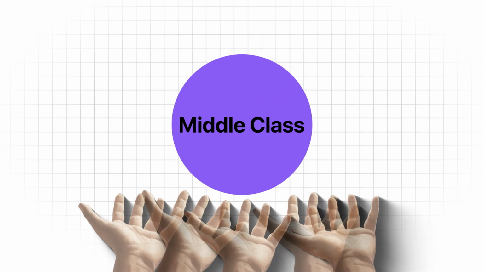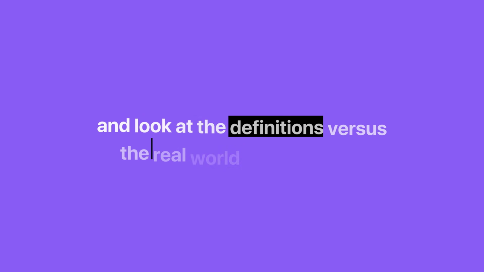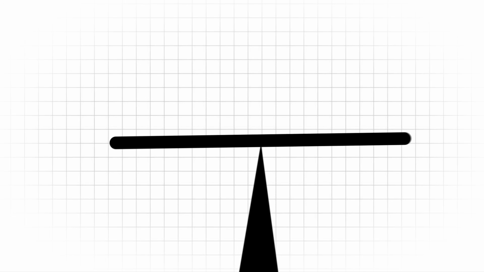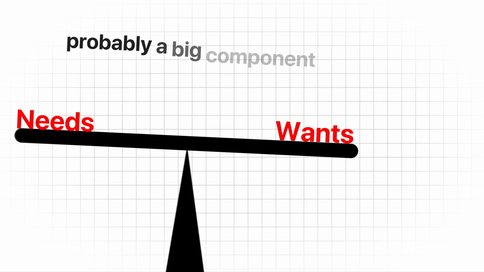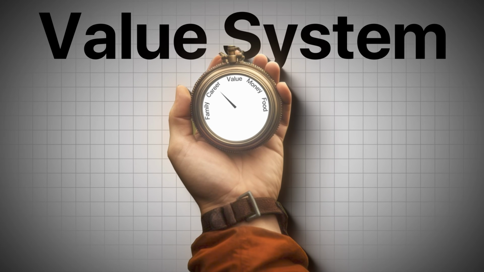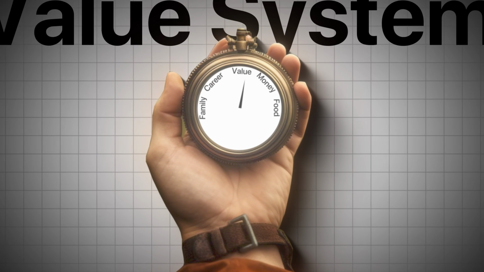Middle class is an aspirational group for a lot of people, but as we go through this and look at the definitions versus the real world that we live in, it is a massive, massive poverty trap. Understanding needs versus wants is probably a big component to that demographic. You can afford things, but do you necessarily need them? If you've got a value system personally, it provides a great framework for making decisions. If that decision aligns with your values, it's something you do.